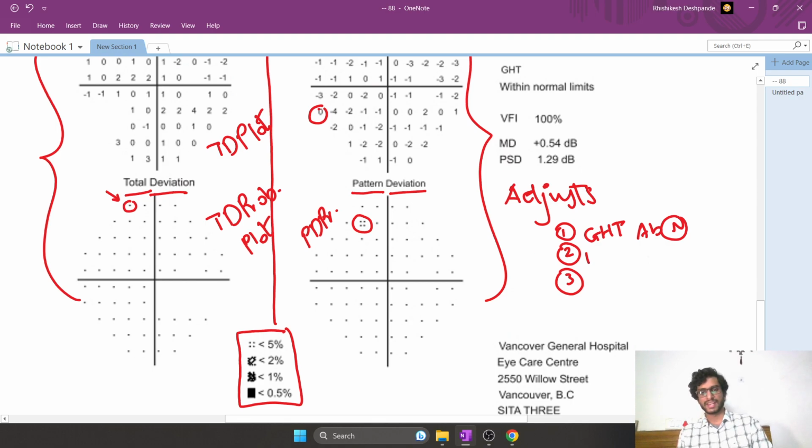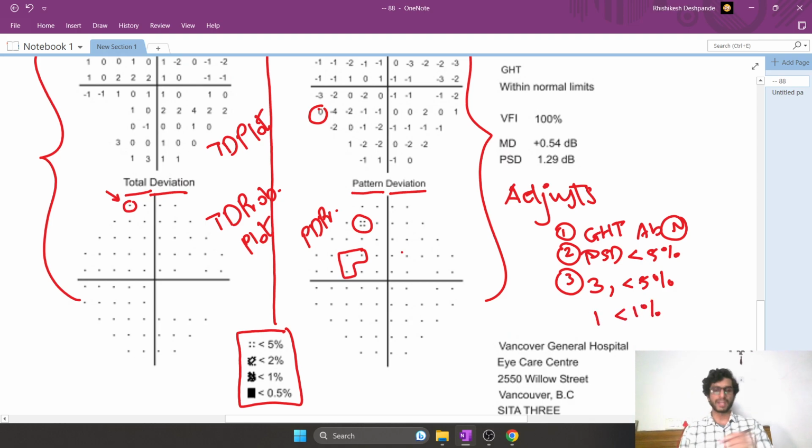The second is pattern standard deviation less than 5%. That again will come back when we talk about pattern standard deviation. And the third is a cluster of 3 points in the pattern deviation probability plot: any 3 points which have a probability of being abnormal less than 5%, and at least one of which will be less than 1%.